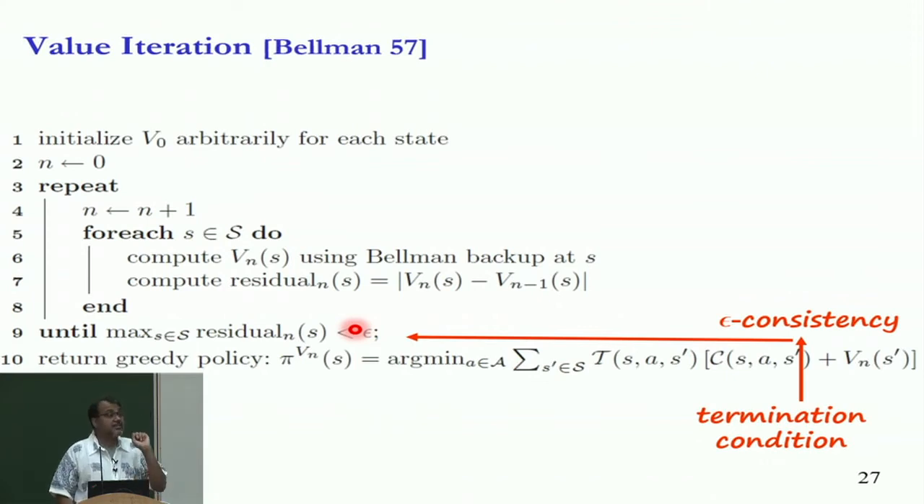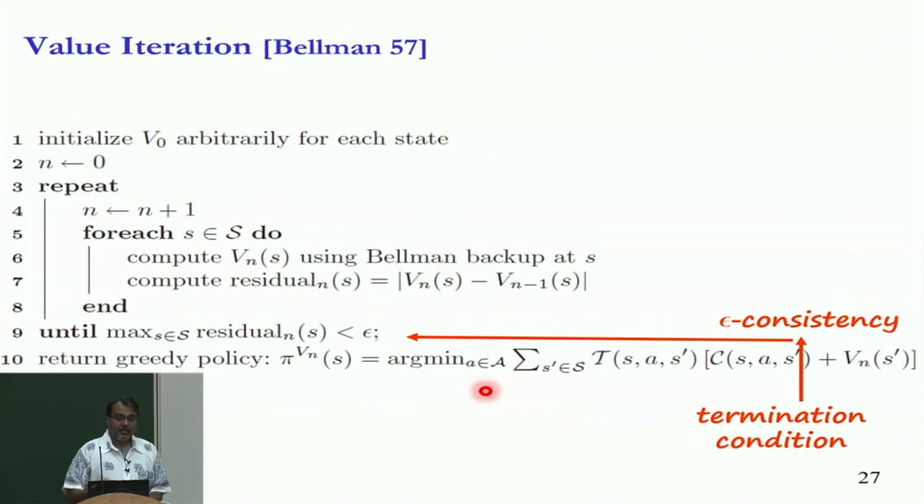Last but not the least, what do we return? We do not return the Vn function because our goal is to return the policy, not the value function. So, we have some Vn function, we will do one step greedy look ahead and output the policy, which we will call pi of Vn. That is, if I use Vn here and do an argmin instead of min, which action is the best, and that is my policy that I return.